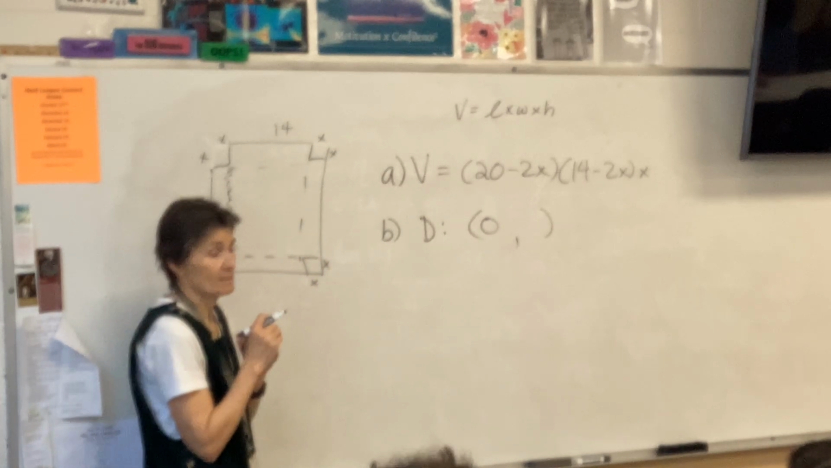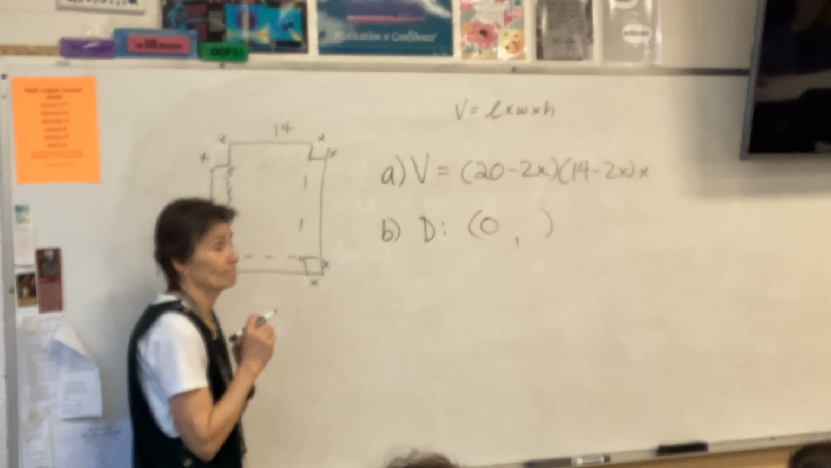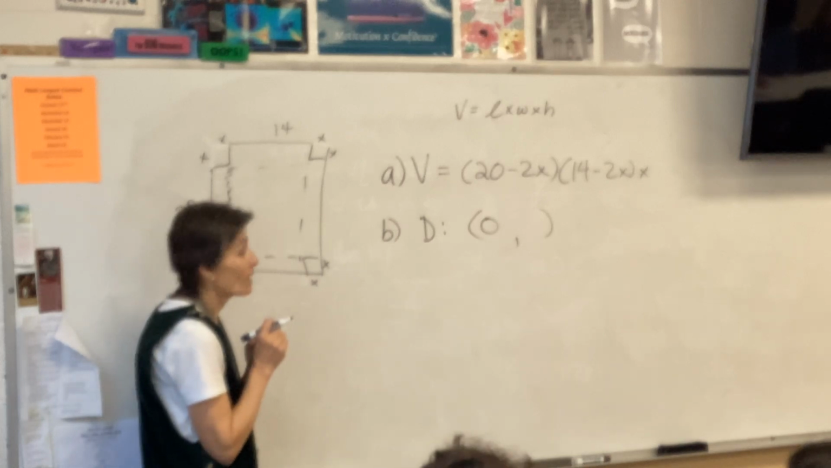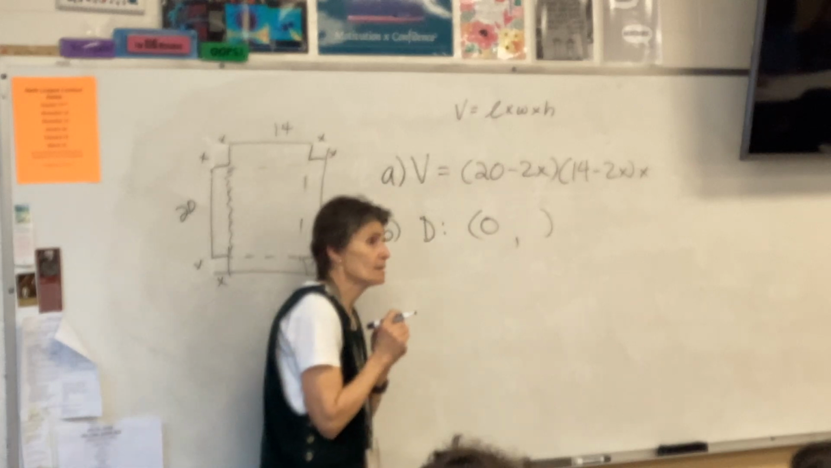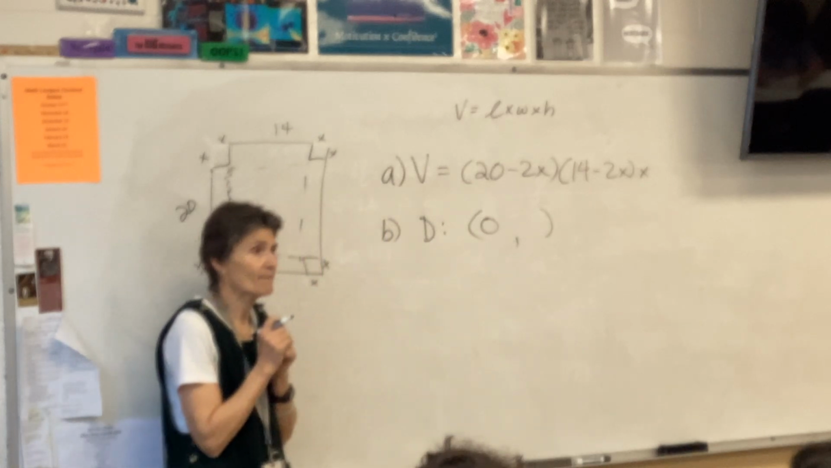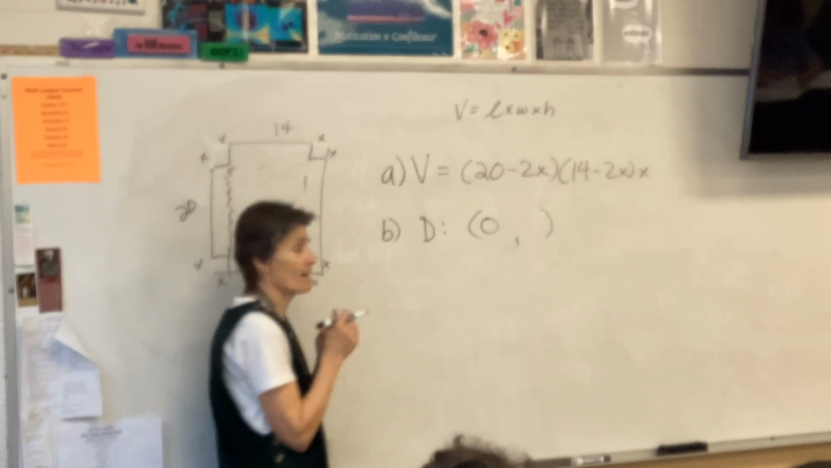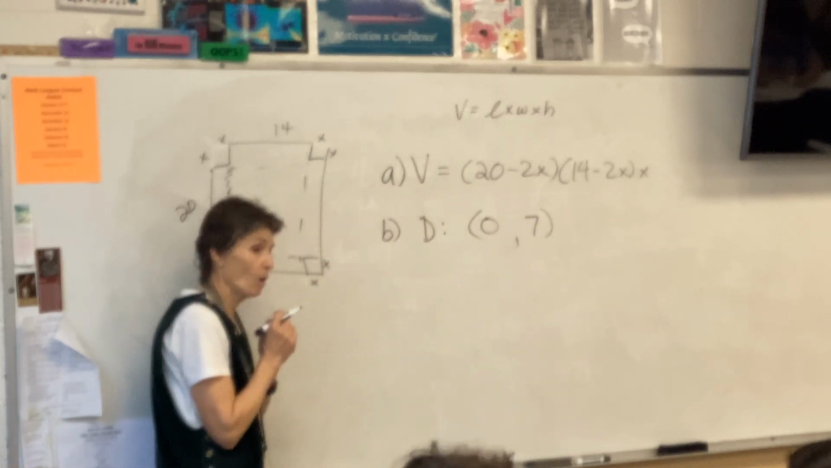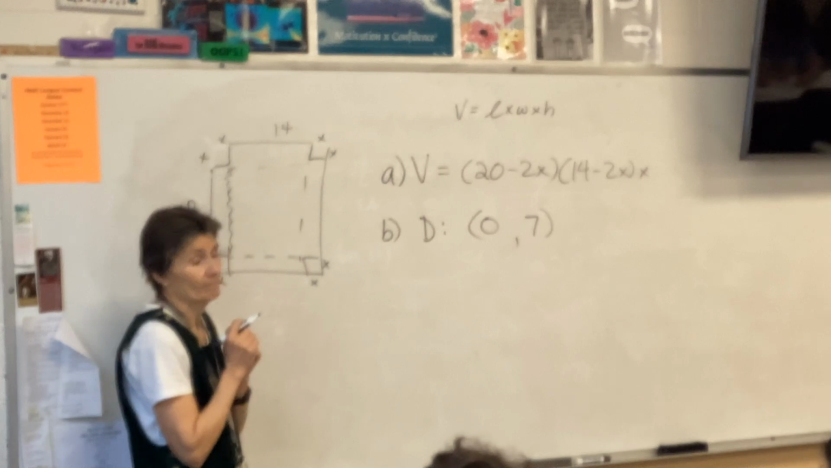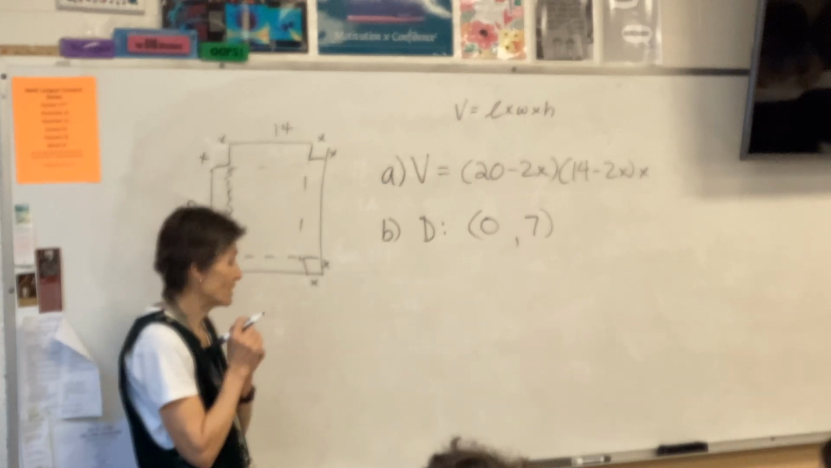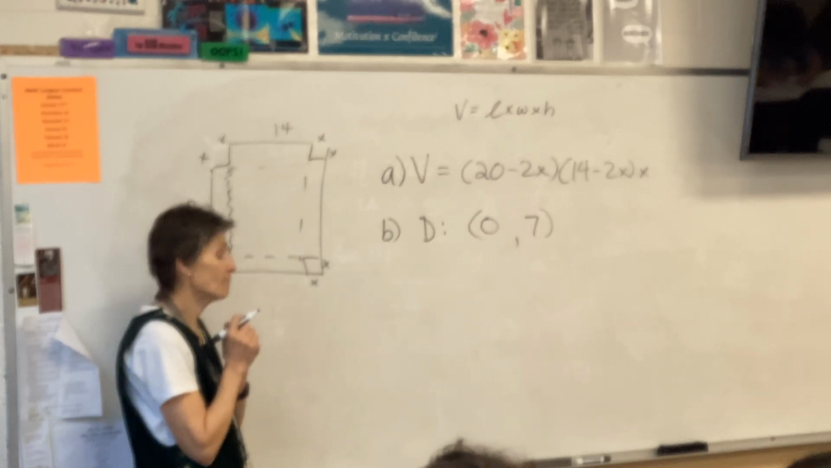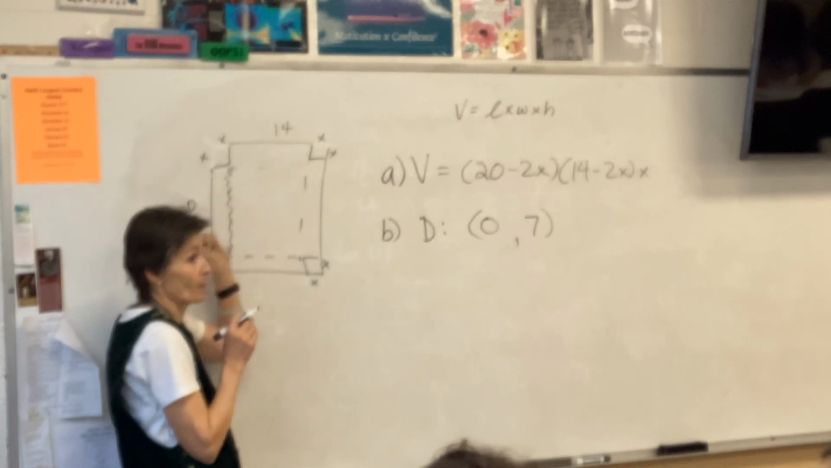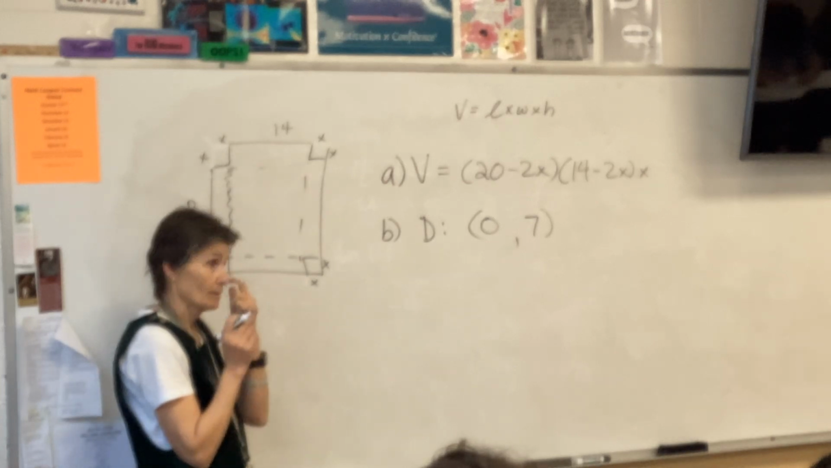What's our maximum X? I heard somebody say it, I think. 7? Why is it 7? You're right. Why is the maximum X 7? It's half the smallest dimension. That's my domain. Half the smaller of these two numbers.